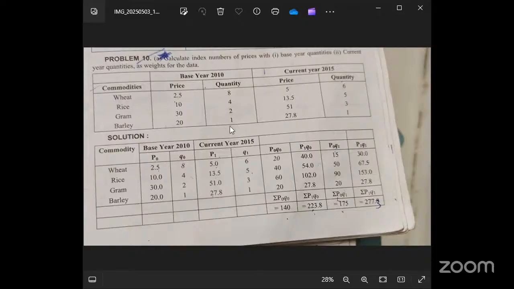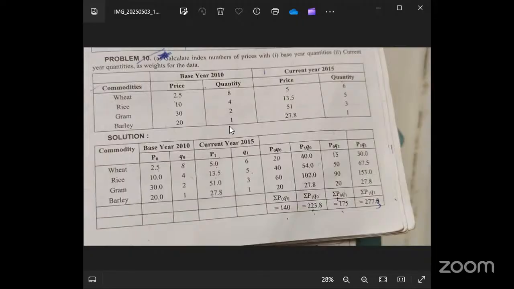It is mandatory for every problem. The base year will be p0 and q0, and current year is p1, q1. So it's very simple, it's mandatory, there is no change when you do other problems also. It is a thumb rule to remember in index numbers. So now what we need to do: they ask us to calculate the index number. So we can take any method.